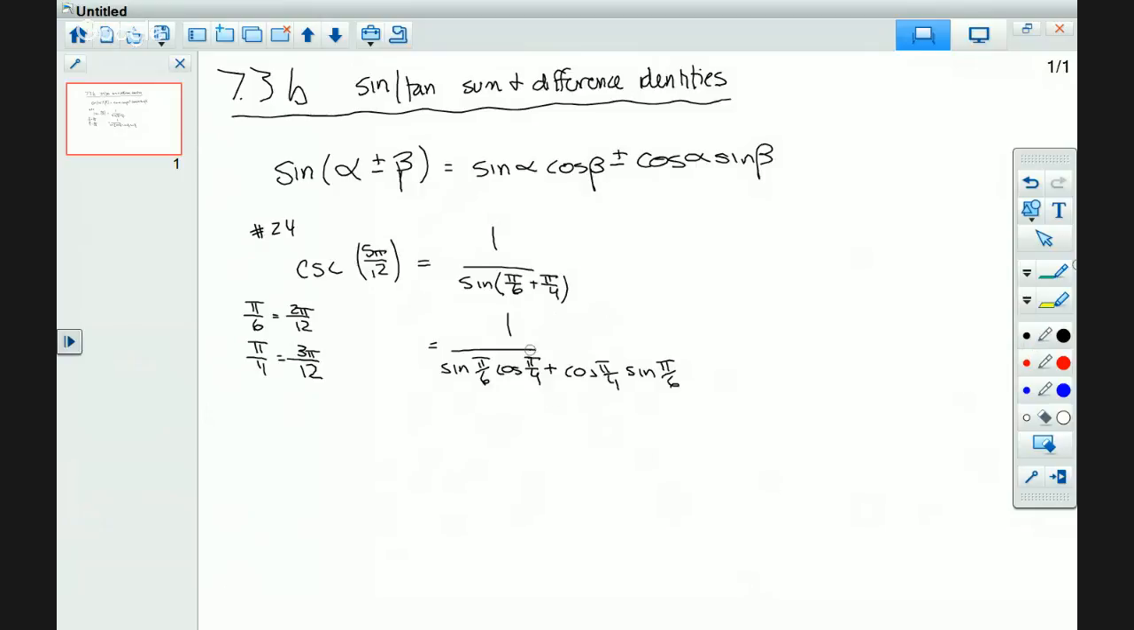Just again, these are really long problems. Make sure you're nice and organized and things are written out properly, and you will make less mistakes. I've been doing this for 25 years, math, and I still make mistakes when I don't do that.